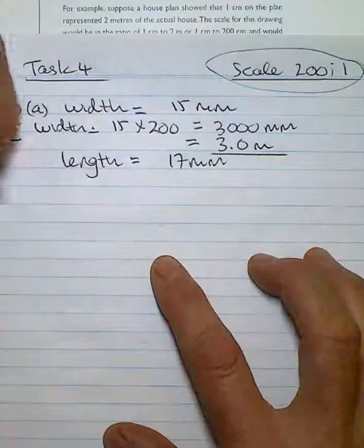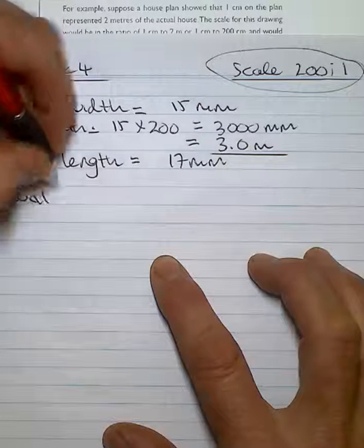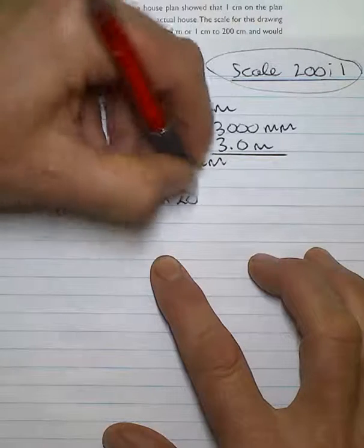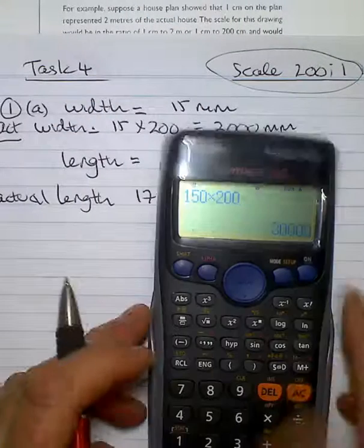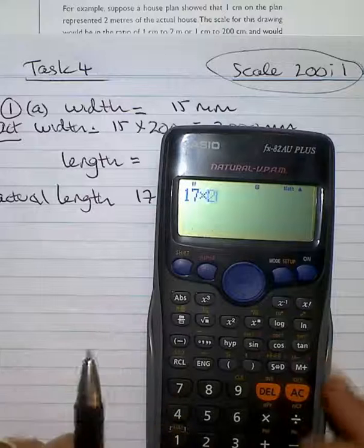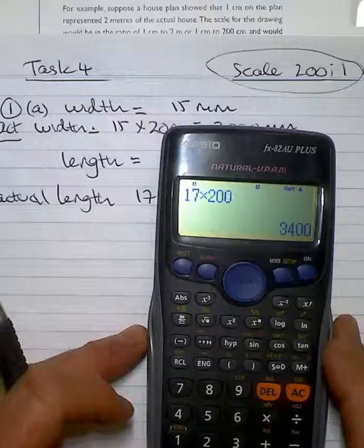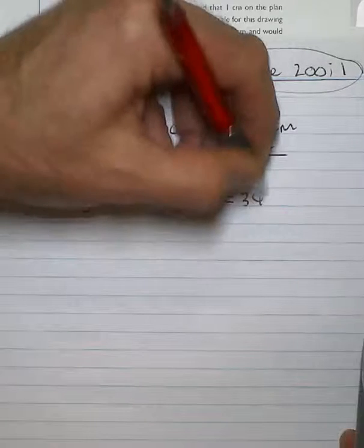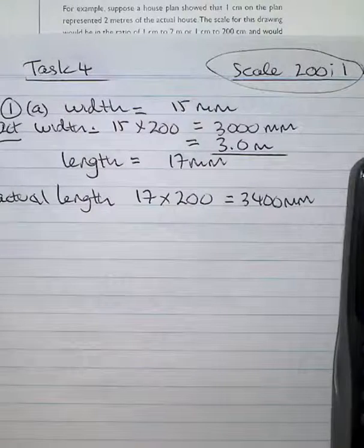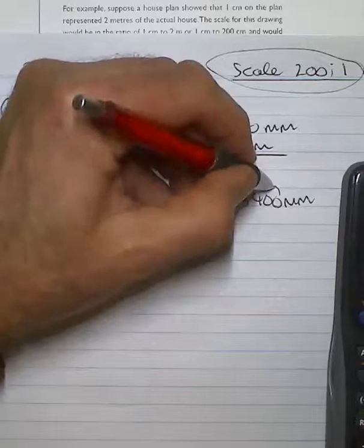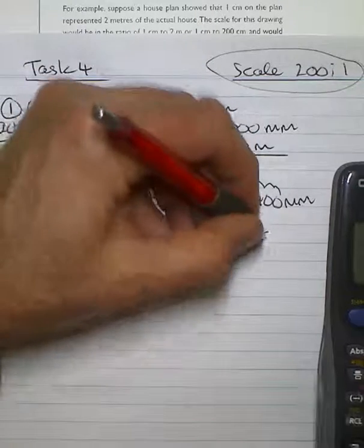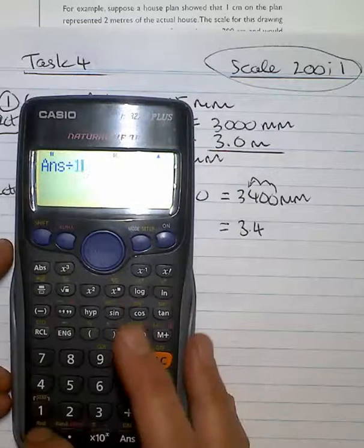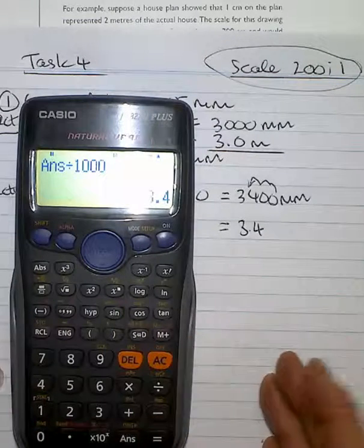The length, in a similar way, is going to be 17 by 200. I'll use my calculator here. Gives me 3,400 millimetres. Or moving the decimal place back 3 times, or if you wish, divide by 1,000. Gives 3.4 metres.